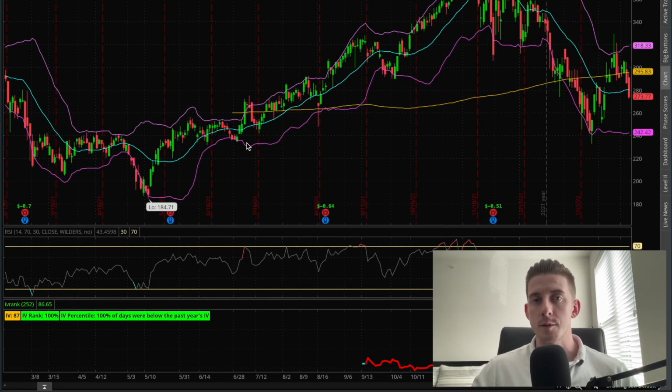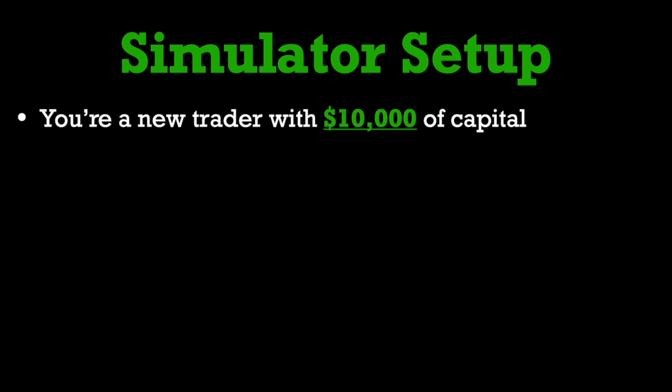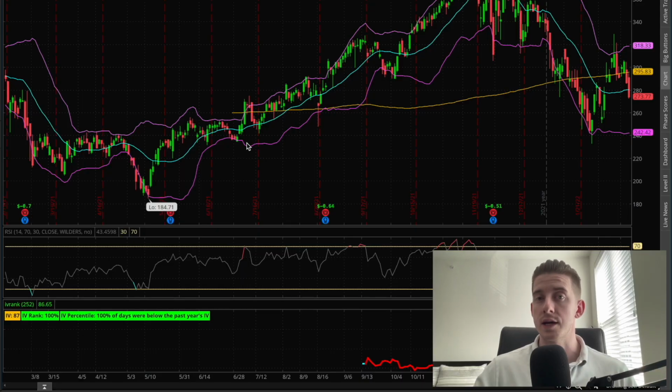Okay, so first off here, before I can show you the actual trade simulator, I do need to give you some context around the actual simulation in terms of what kinds of trades it's going to be making and basically how everything is going to work. So the setup here is, let's say you are a brand new trader and you have $10,000 of starting capital to begin trading with. Now, that being said, if you are actually a new trader and you don't have $10,000, let's say you only have $5,000 or $2,000, doesn't matter. That's totally fine. Just for the sake of example, for the sake of the simulation, I'm just picking $10,000.